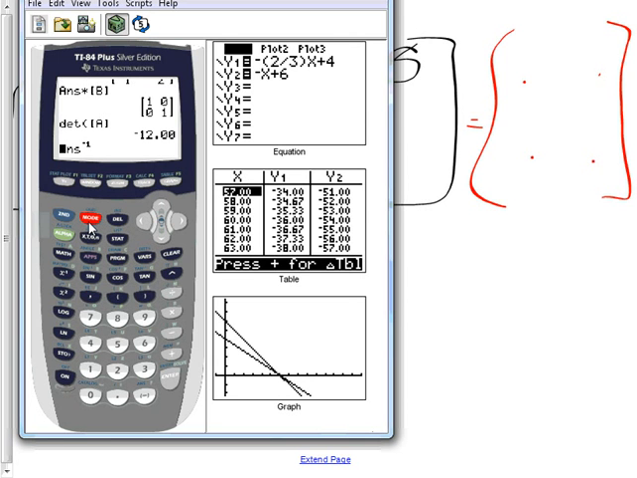And now, get to your home screen and clear it. Just say clear, so you have a nice clear home screen. Now, get matrix A to come up on your screen. How do you do that? Well, first it's under the matrix menu.